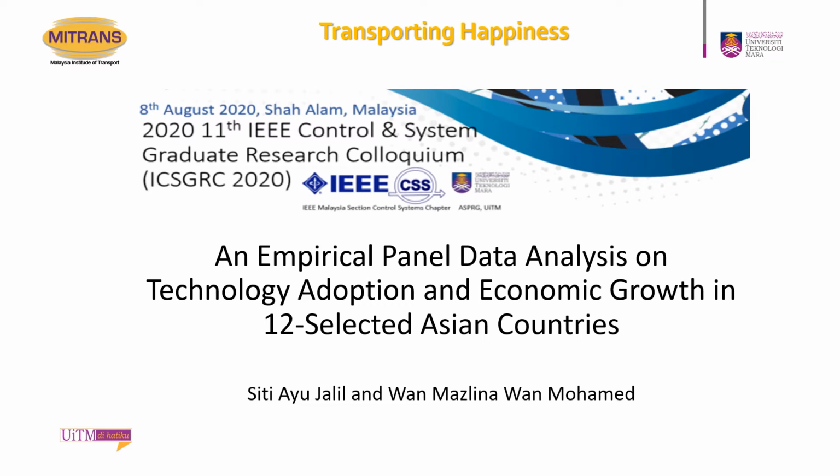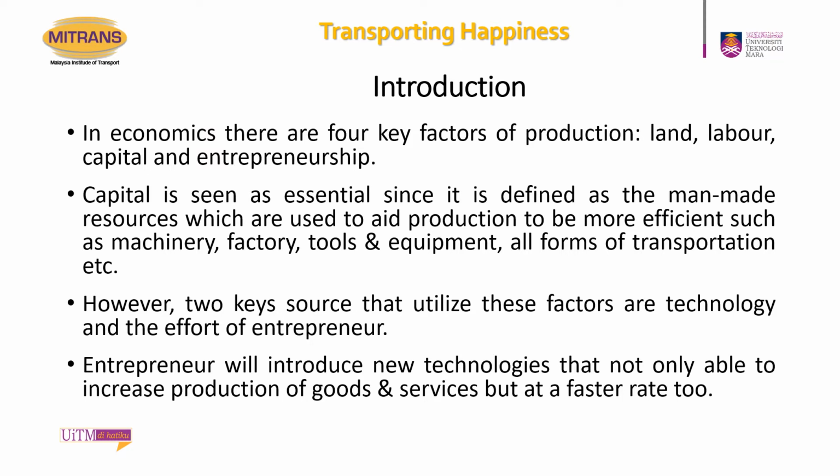Today I'm going to present my study titled An Empirical Panel Data Analysis on Technology Adoption and Economic Growth in 12 Selected Asian Countries. In economics, there are 4 key factors of production, termed as land, labor, capital, and entrepreneurship. Capital is seen as essential since it's the man-made resources which are used to aid production to be more efficient, such as machinery, factory, as well as transportation.